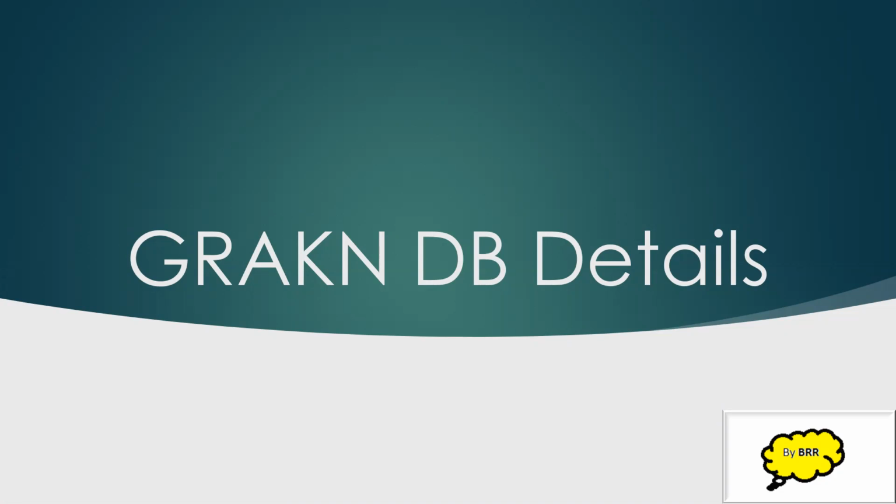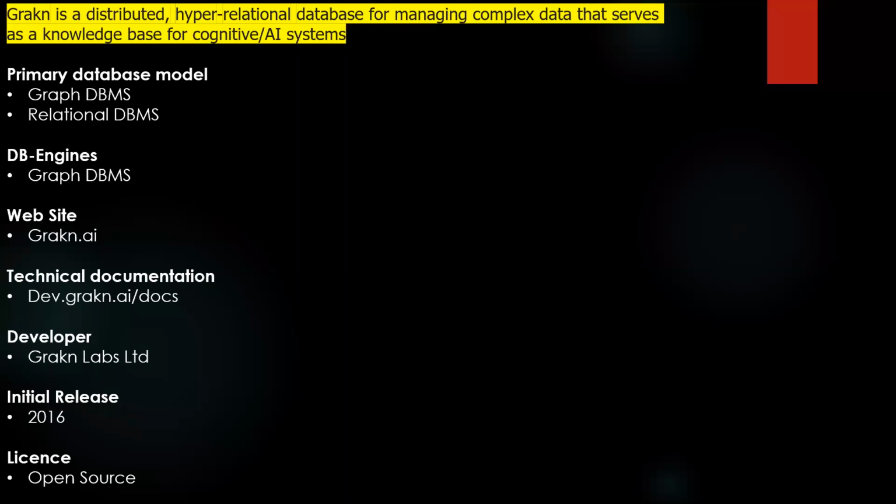the node representation of data sets. Okay, so Grakn is a distributed hyperrelational database for managing complex data that serves as a knowledge base for cognitive and artificial intelligence systems. As I told you, this is the definition of Grakn, a distributed hyperrelational database for managing complex data. That means this is the evolution of a relational database management system, and basically Grakn database is used for complex data sets. And it has its own cognitive services and artificial intelligence systems services.